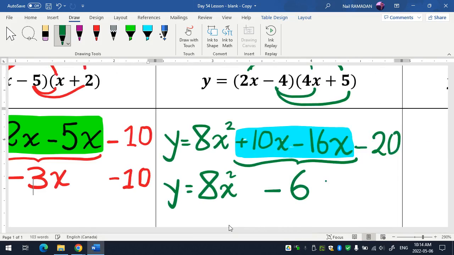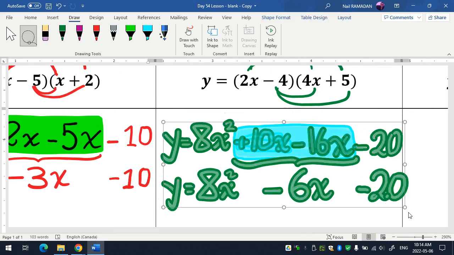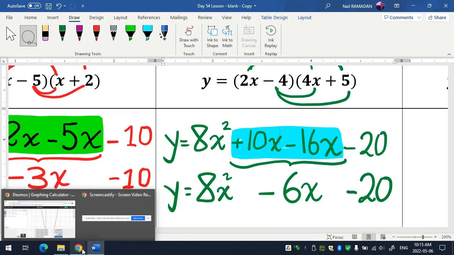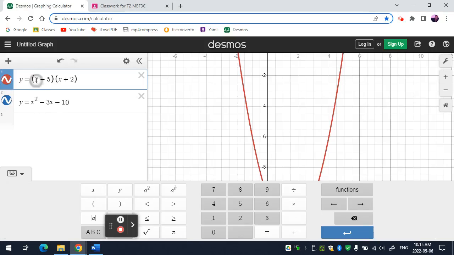Minus what? 6x. And this drops down. Done. That's it. What's the proof? Desmos. It's 2x. Why is it 2x minus what? Come on. 4.